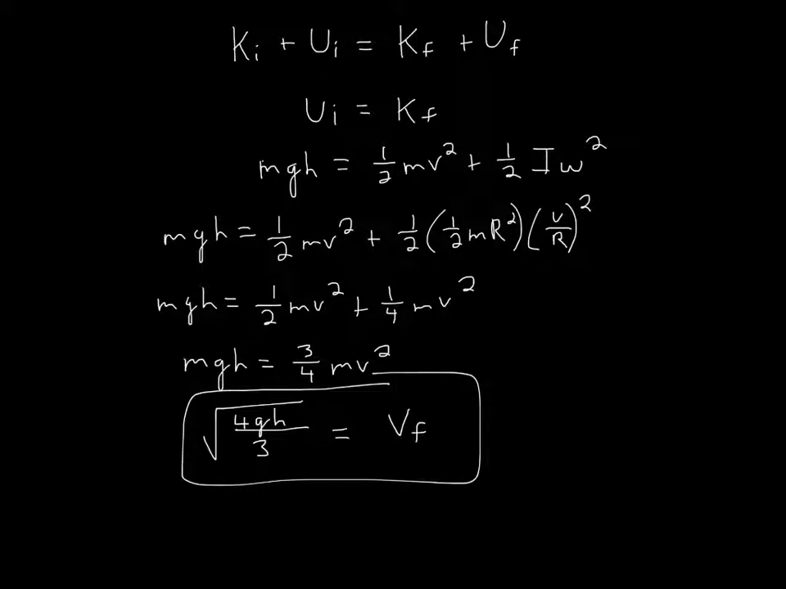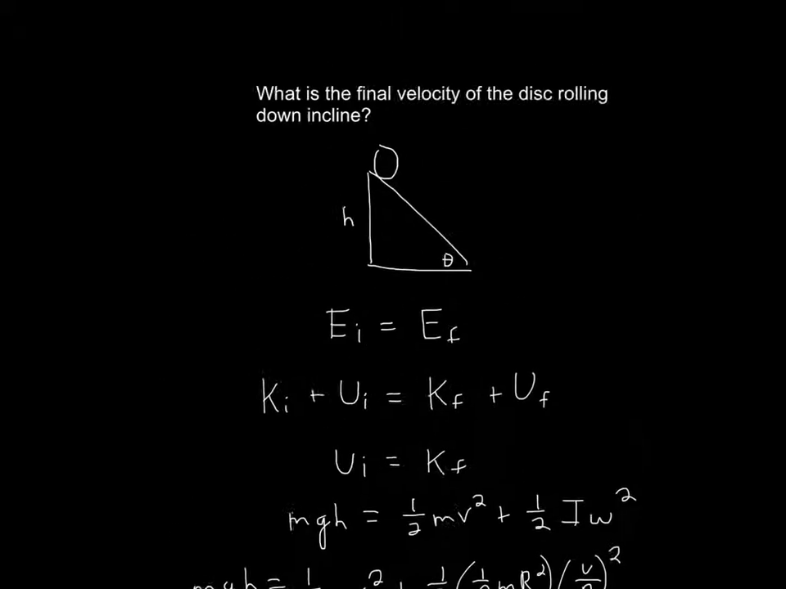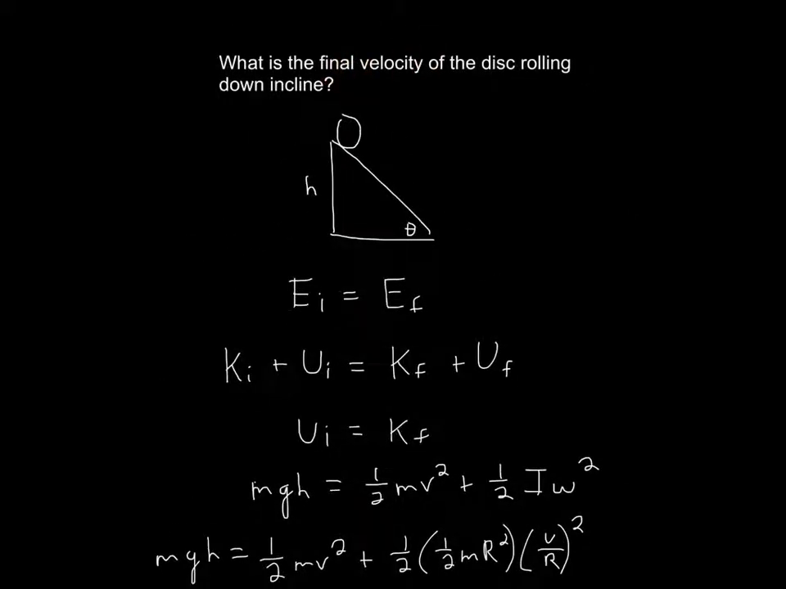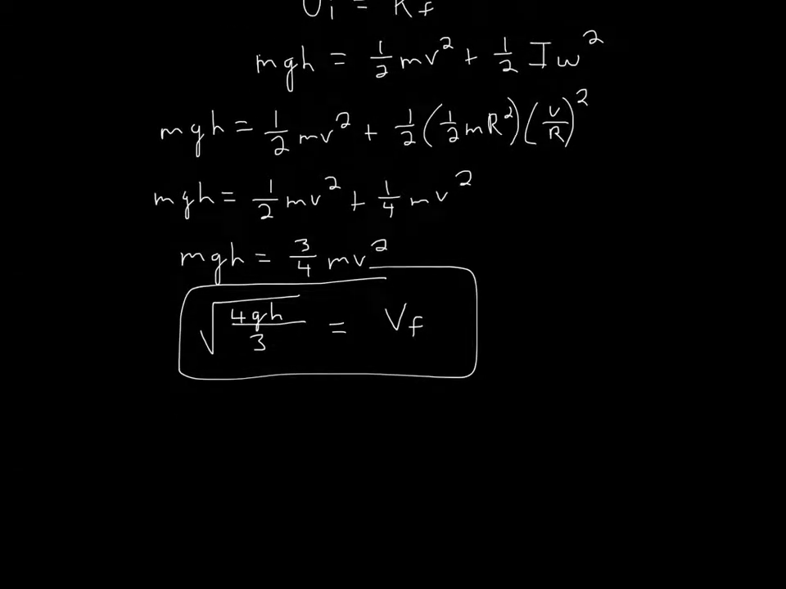What we actually wanted was the final velocity. To get the final velocity, we multiply by 4/3 to get rid of this fraction. It'll go over here, and we'll cancel out the mass, because if we divide by mass, the mass cancels out on each side. Finally, we take the square root for the velocity. We'll end up getting 4/3 times gravity times height, and the square root of that will equal the final velocity.